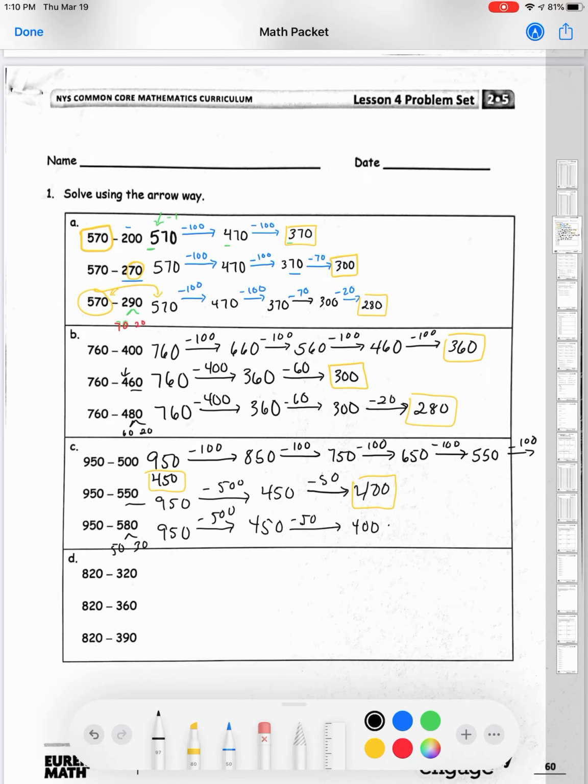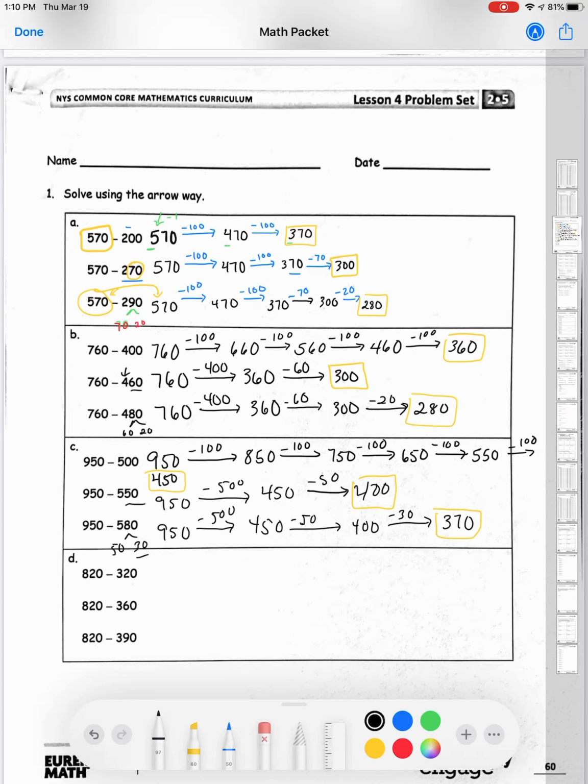Now I put my little arrow and I have to take away this 30 because I took away the 50, but now I have to take away 30. So I write the 30 there and I say, okay, well, 400 minus 30 puts me at 370, or I can say minus 10, minus 10, minus 10, 3 times. So that answer is 370. And that right there is my answer.